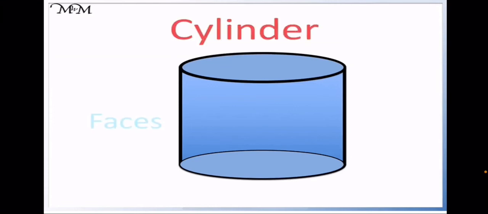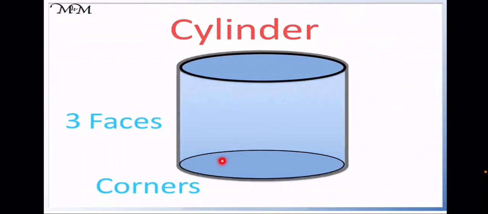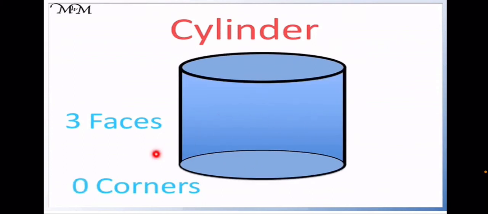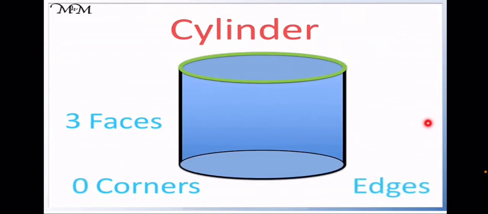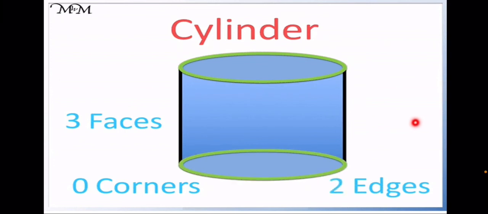So a cylinder has 3 faces, 1, 2 and 3. 2 faces are plane and one is curved and it has 0 corners. And there are 2 edges.